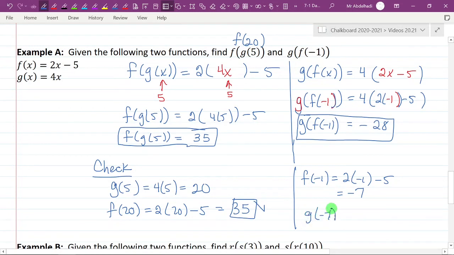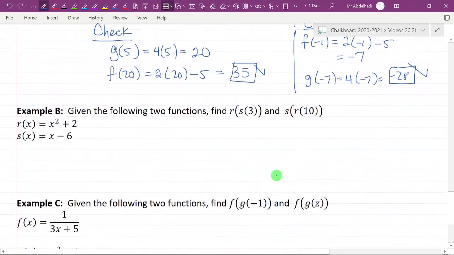G of negative 7 is 4 times negative 7, which is negative 28. And yeah, we get the same answers. And I didn't explain this very much, so it seemed faster, but the truth is this is just as fast as this. But I was taking my time explaining all the steps here, where here I'm just kind of breezing through it. But yeah, it works both ways. You can do composition either way, but on my quiz, I'm going to be asking you to find the function first, then plug in the value.